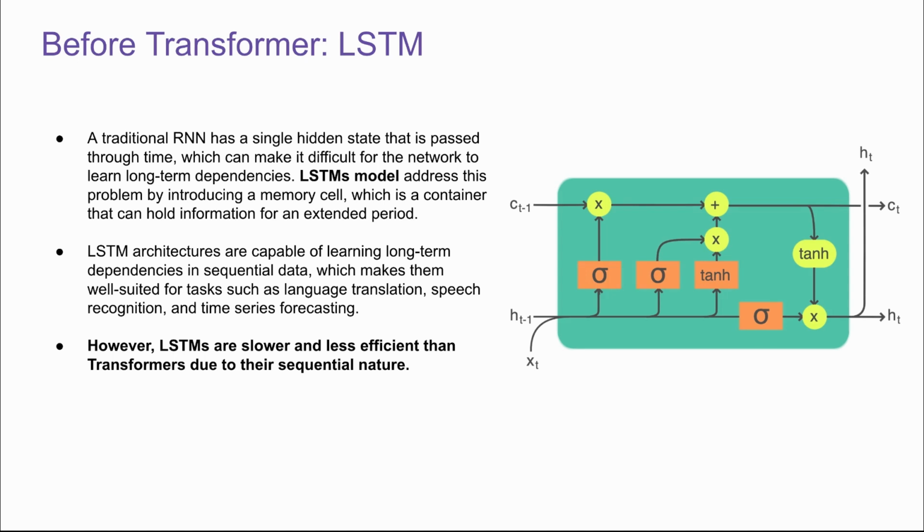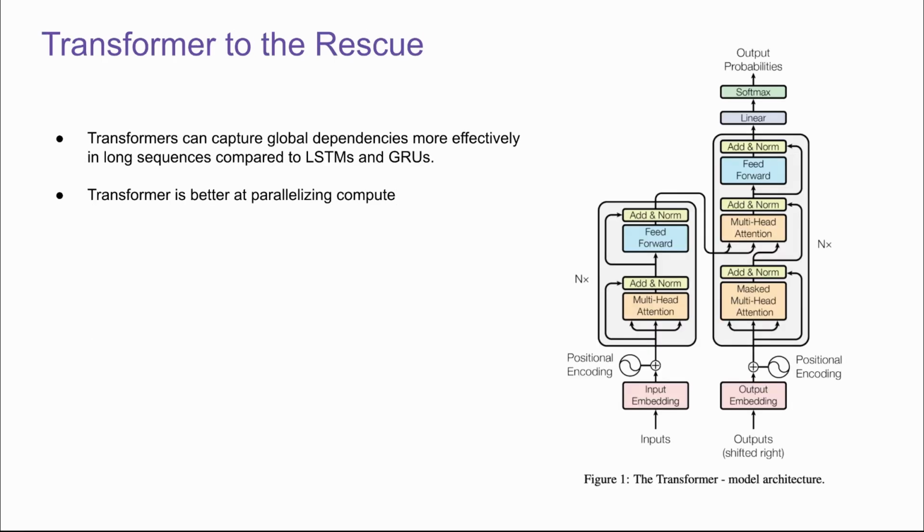LSTMs are slower and less efficient than transformers due to their sequential nature, which means in the training phase, we need to pass the sequential data one at a time. Okay, now let's jump to the transformer. On the right-hand side, there's the transformer architecture. I'm not going to dive too deep into that in this slide, but you can see it is very different from the previous LSTM.